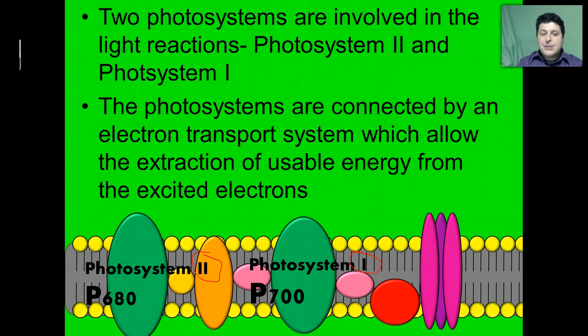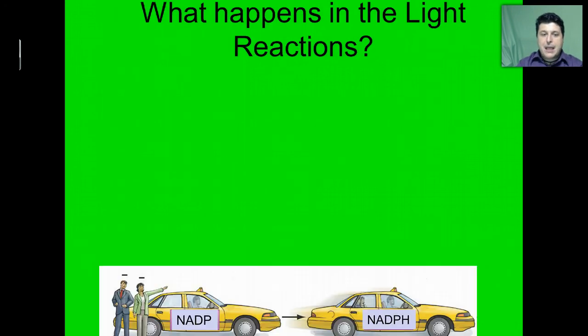So these photosystems are connected by a series of special molecules that can transport those electrons, and as those electrons move through that series of electron transport molecules, it's actually able to extract that energy and convert that into more useful forms.